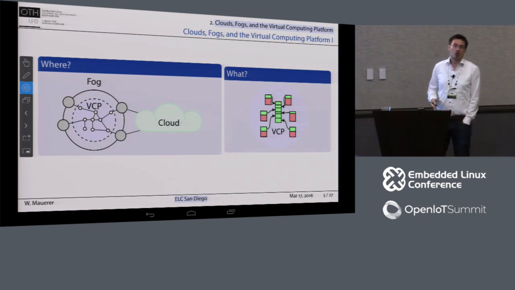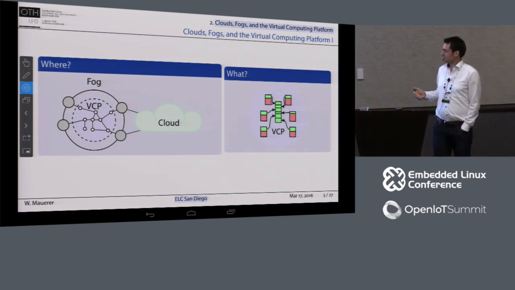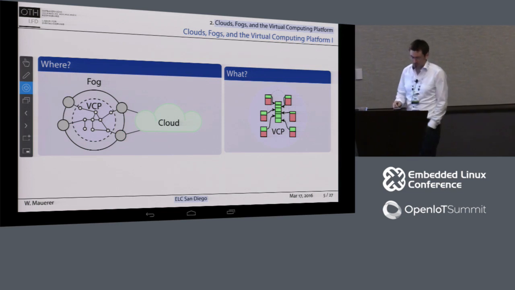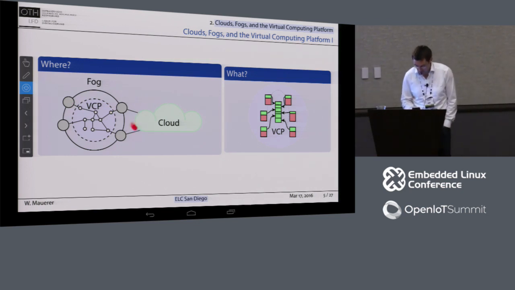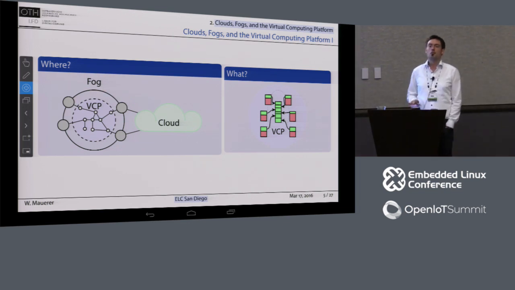Actually, so where are these resources? I've drawn up this picture. Of course, we have the cloud with large, server-class machines that you can use to offload really demanding computational tasks. Cisco and other companies began a couple of years ago to advocate the fog computing approach, where data processing is done on the edge of the network.